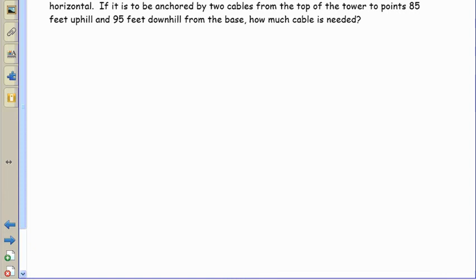For this next problem here, we have a 100-foot tall antenna tower that is to be placed on a hillside that makes an angle of 12 degrees with the horizontal. If it is to be anchored by 2 cables from the top of the tower to points 85 feet uphill and 95 feet downhill from the base, how much cable is needed?